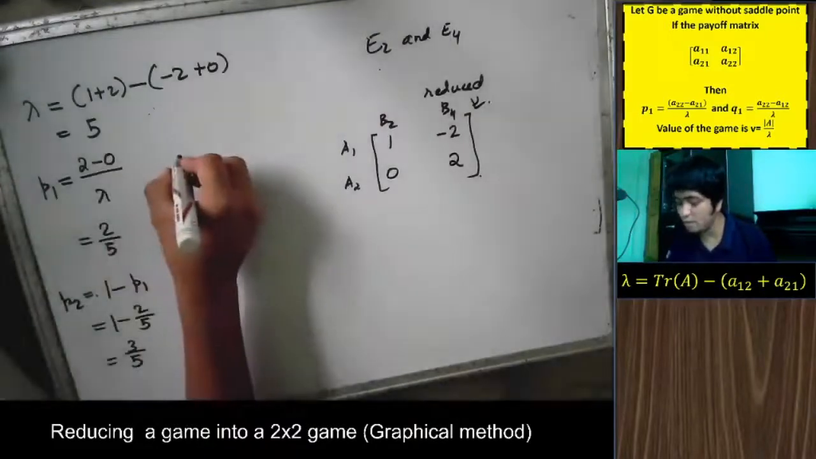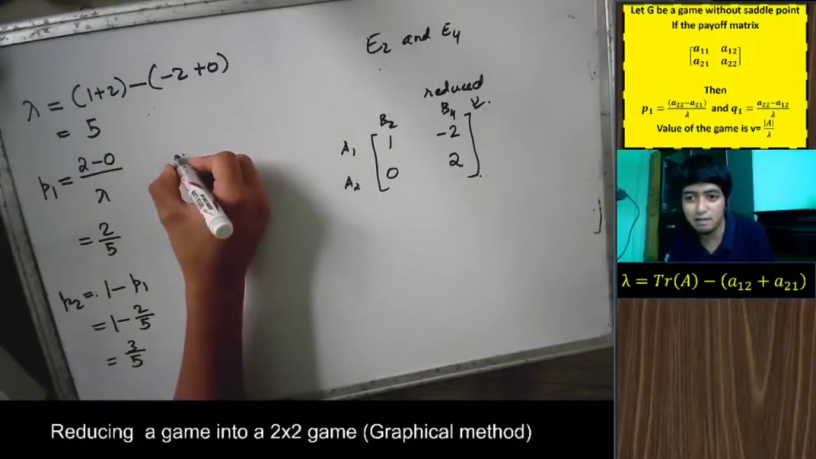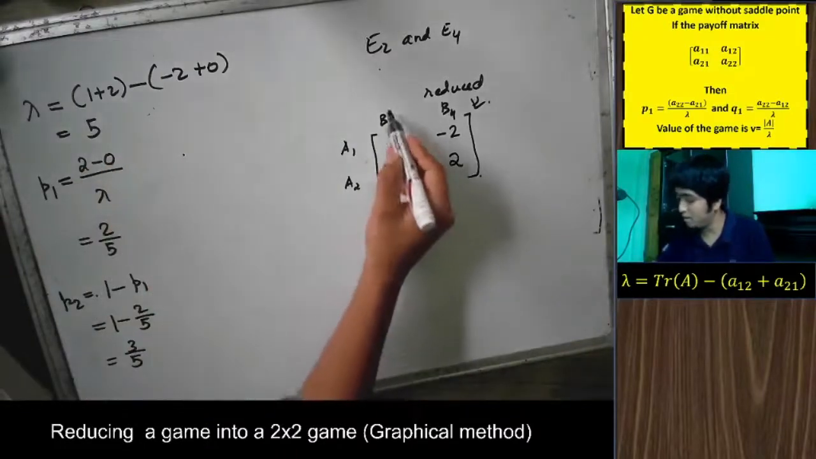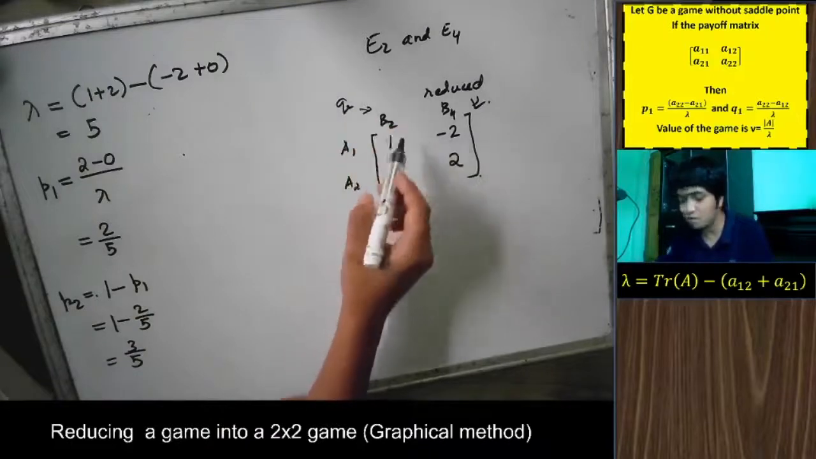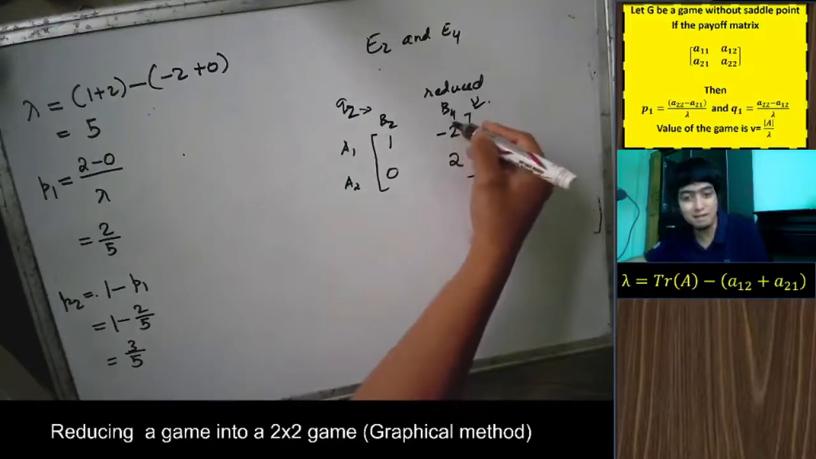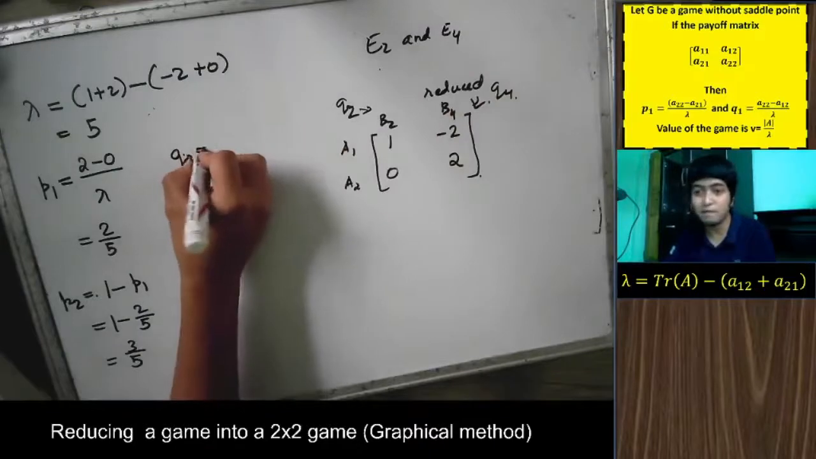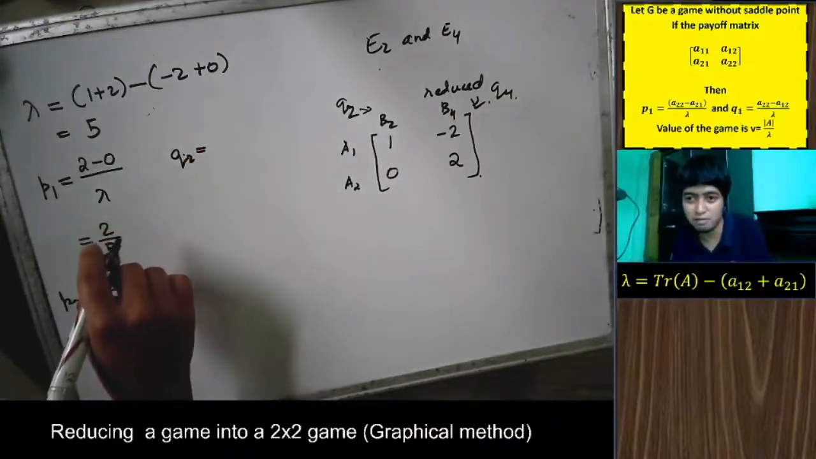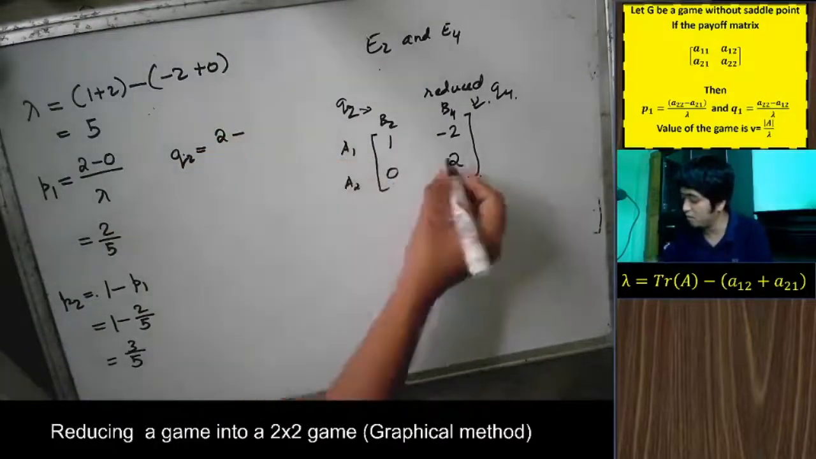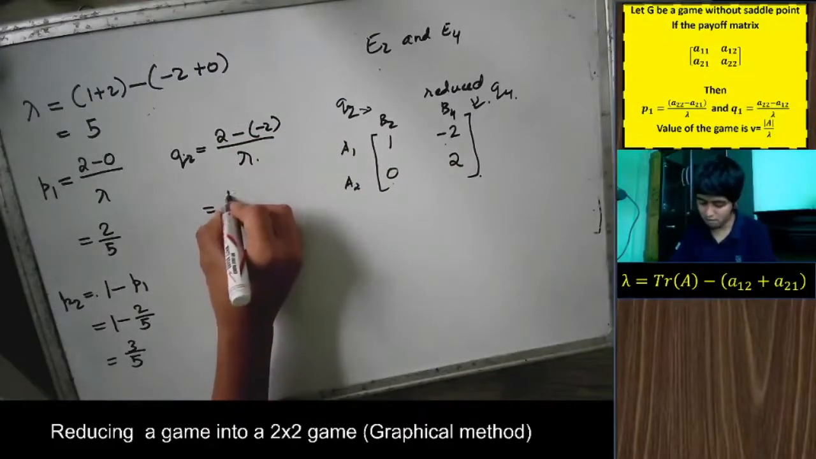But over here, we should be very careful. Because if you take a look at the formula, you are seeing the quantity Q1. But over here, it won't be Q1. It will actually be Q2. Because the corresponding strategy for B2 is Q2, and the corresponding strategy for B4 is Q4. So that's why over here it will be Q2. And just use the formula in that yellow box. It will be A22 minus A12. A12 will be minus 2, so 2 upon lambda, which is 4 upon 5.